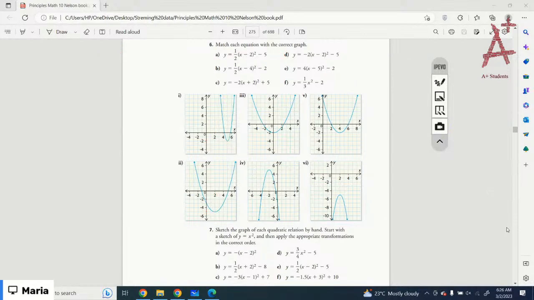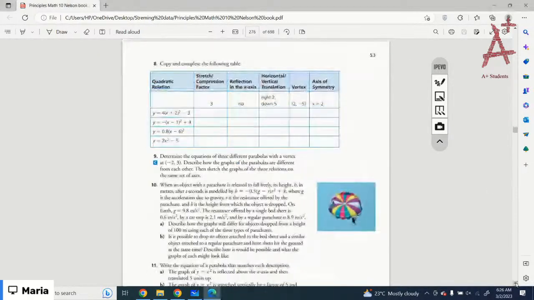Okay, for 7, you have to sketch the graph. You can do question number 7 by yourself. Okay, look at the question number 8. Copy and complete the table. Let's just complete the table for question number 8. Got it? Complete the table. For the quadratic relation you are given y equals 4 times (x plus 2) whole square minus 3. You have to look at the stretch, the reflection, the horizontal and vertical shift, the vertex and the axis of symmetry. Got it?